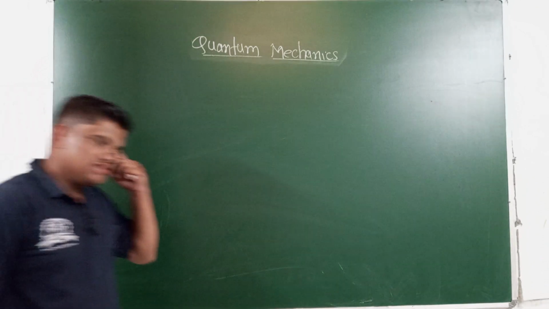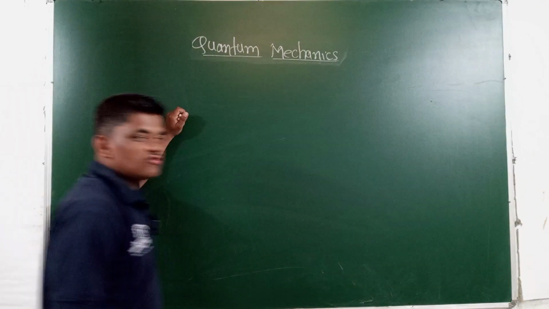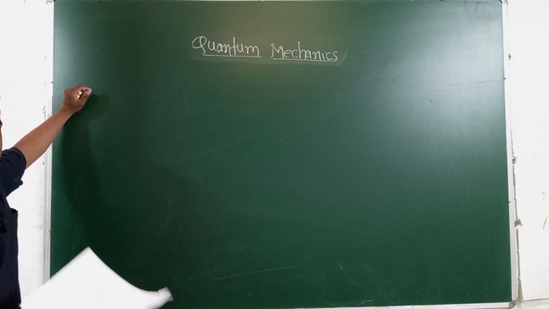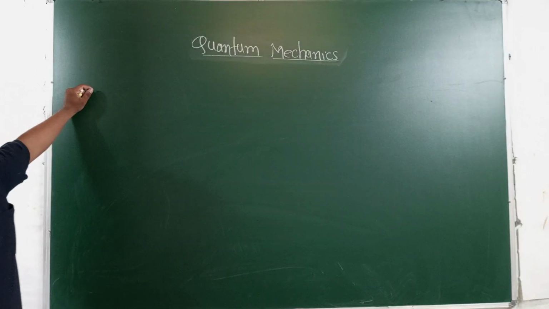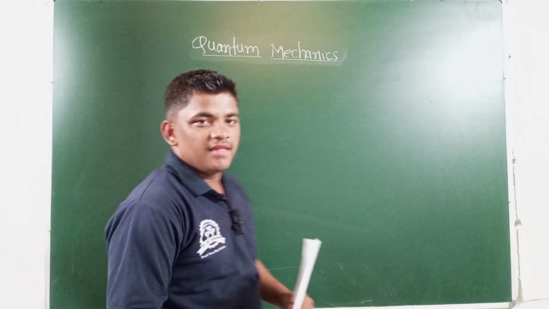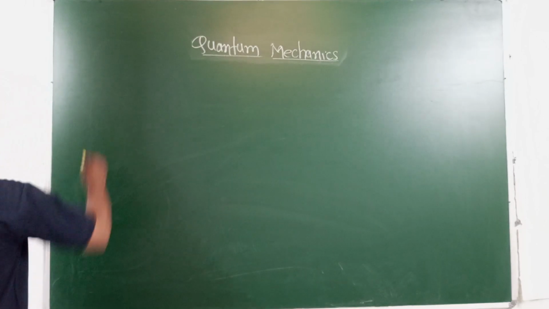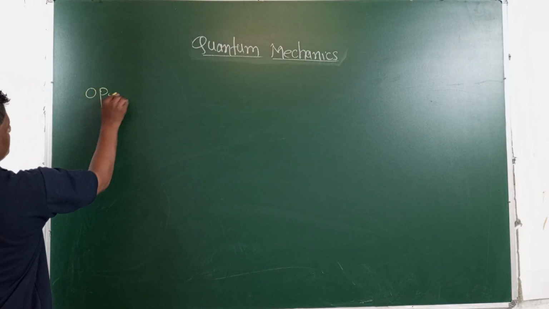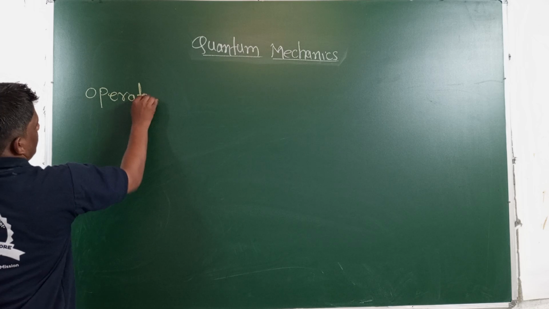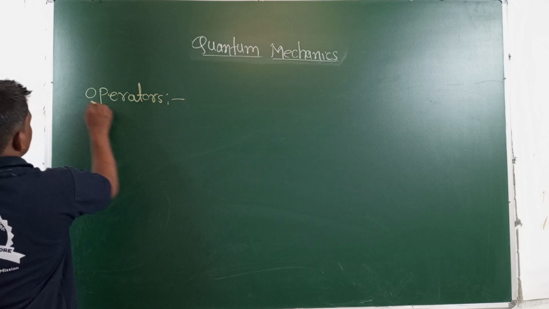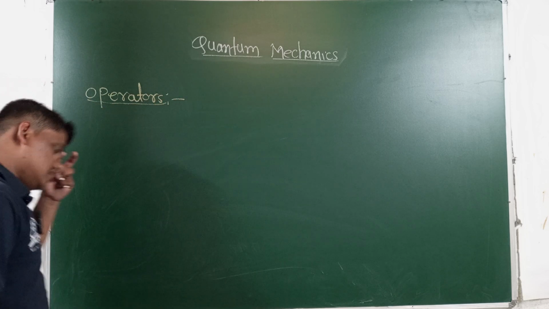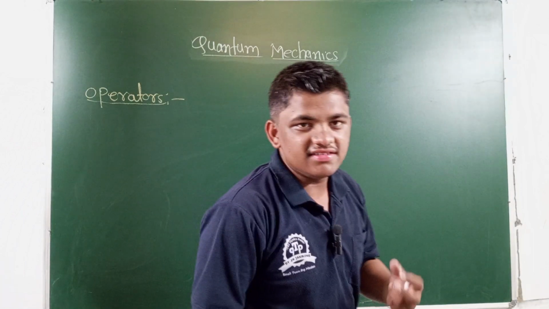In this lecture, the second lecture of our new topic, quantum mechanics, which is the branch of physics that deals with the electromagnetic wave, we have discussions of operators. In the previous lecture, we just discussed the Heisenberg uncertainty principle.